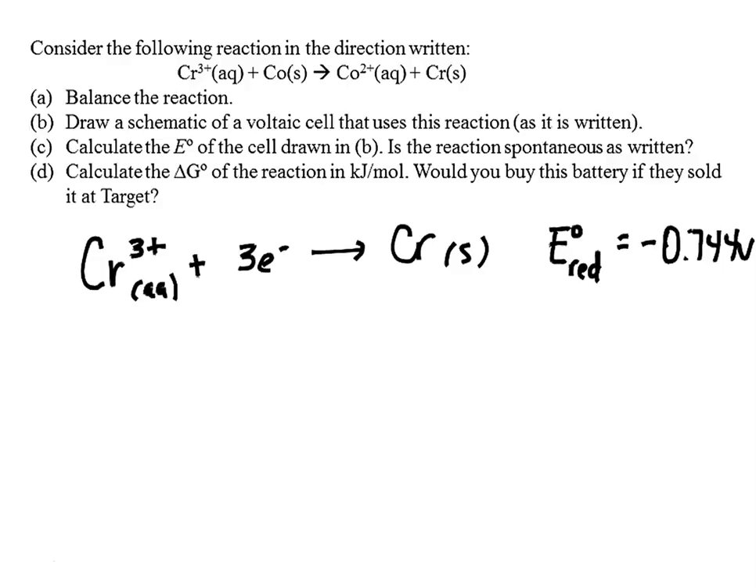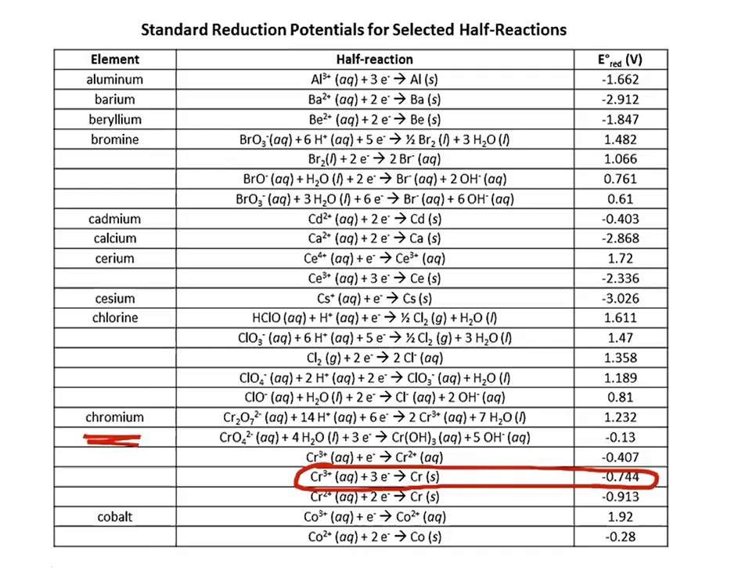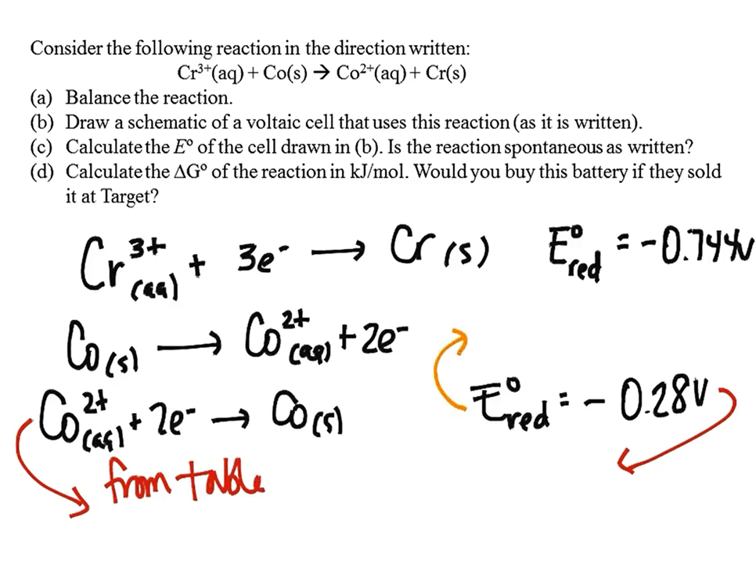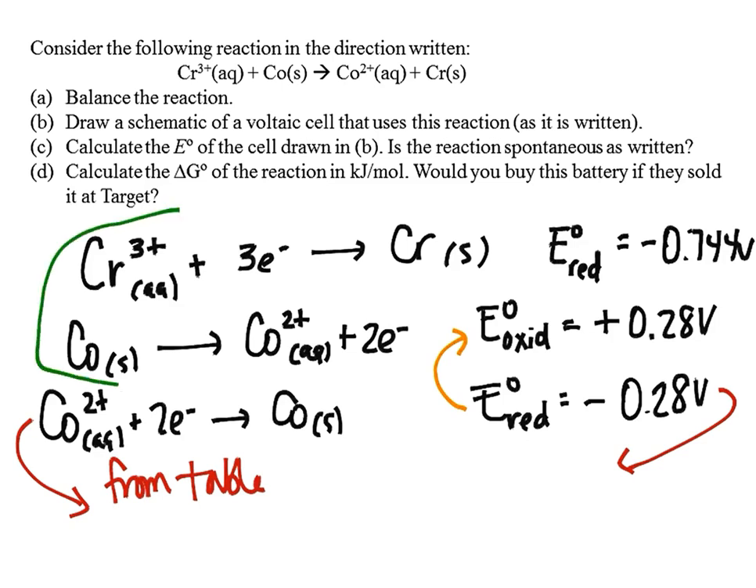Now we have the oxidation half reaction that we need to write, cobalt going to cobalt 2 plus 2 electrons. If we go back to our reduction potential table and we find cobalt, it's down here at the very bottom. Now, of course, it's written as a reduction half reaction, as all the reactions are on this table. So if we write down the reduction half reaction and the corresponding reduction potential, this is related to the oxidation half reaction because it is the opposite, right? So this one we wrote at the bottom is from the table. We reverse it to get the oxidation half reaction, and we change the sign to get the oxidation potential.